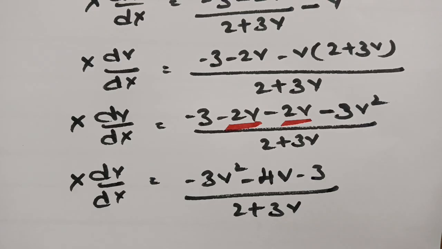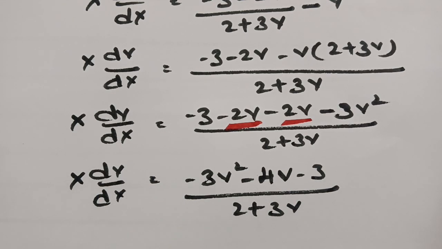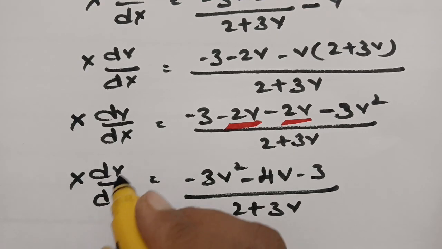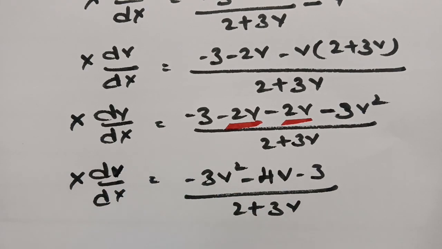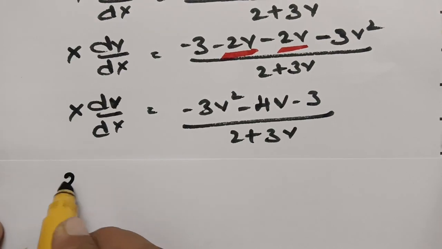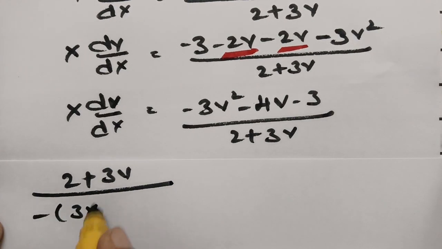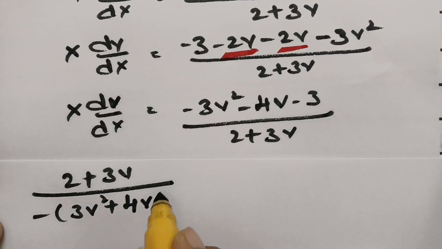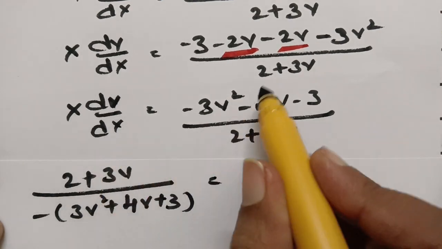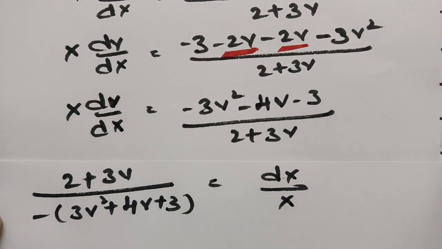So here, after cancelling x and sending v to the other side, this is dv by dx. So this is v here. Here I am separating v terms to one side and x terms to one side. If I send v terms to one side, this will become 2 plus 3v divided by, if I take minus common, 3v square plus 4v plus 3. And if I send x to the other side, this will be dx by x.